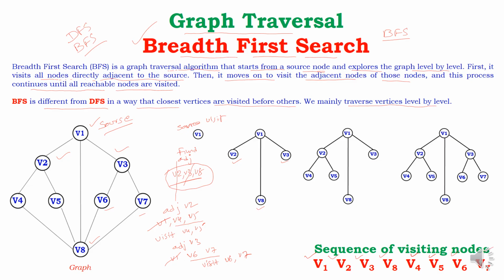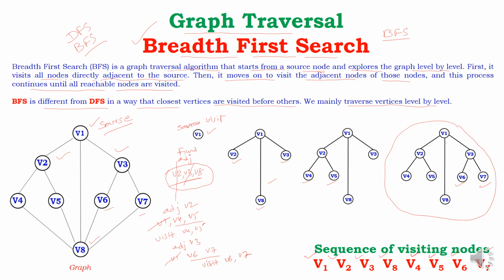So almost all the vertices here are visited. Initially V1 is visited, then the adjacent of V1, V2, V3, V8 are visited. Then the adjacent of V2, V4, V5, are visited, then the adjacent of V3, V6, V7, are visited. So all the vertices in the graph have been visited. The order we have got while visiting using breadth first search is V1, V2, V3, V8, V4, V5, V6, V7.